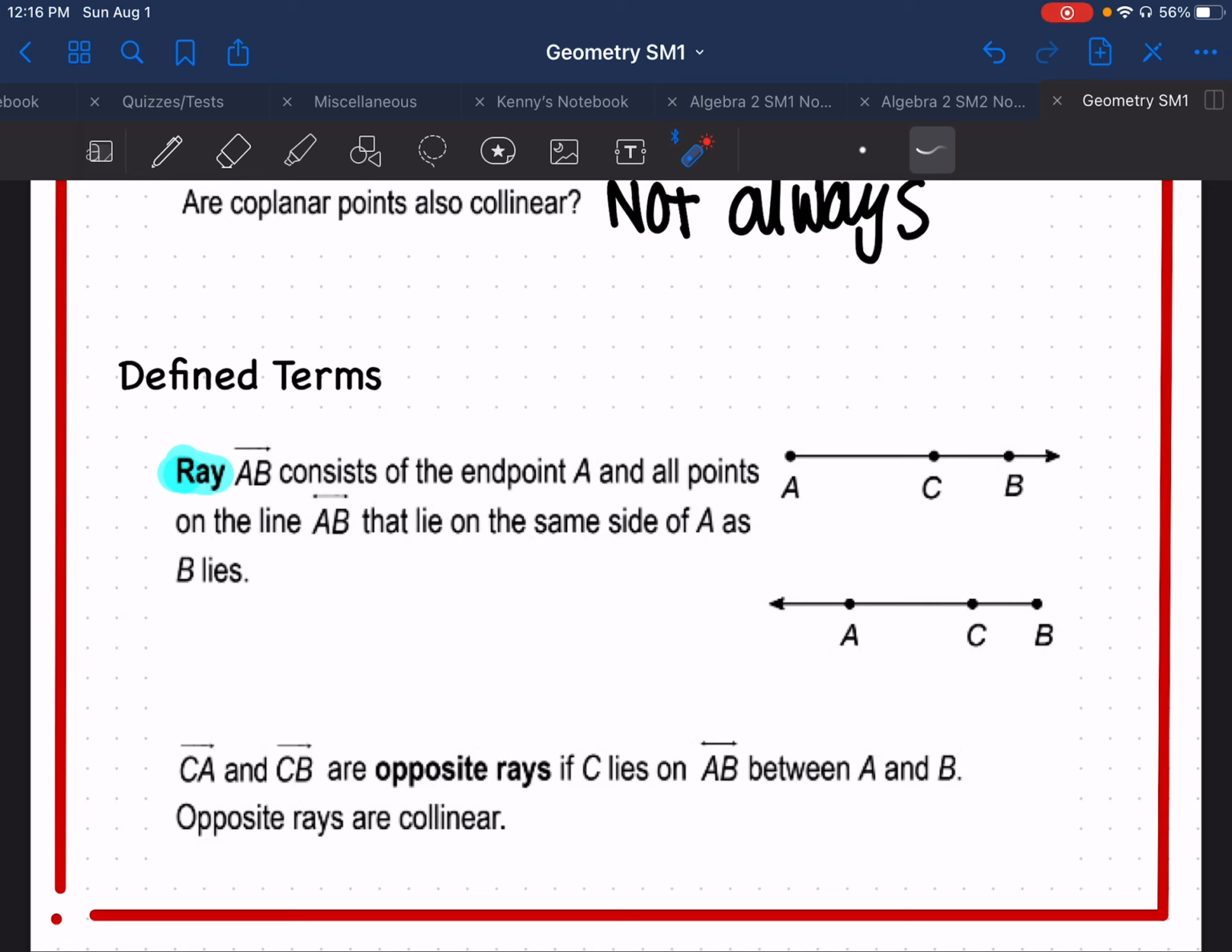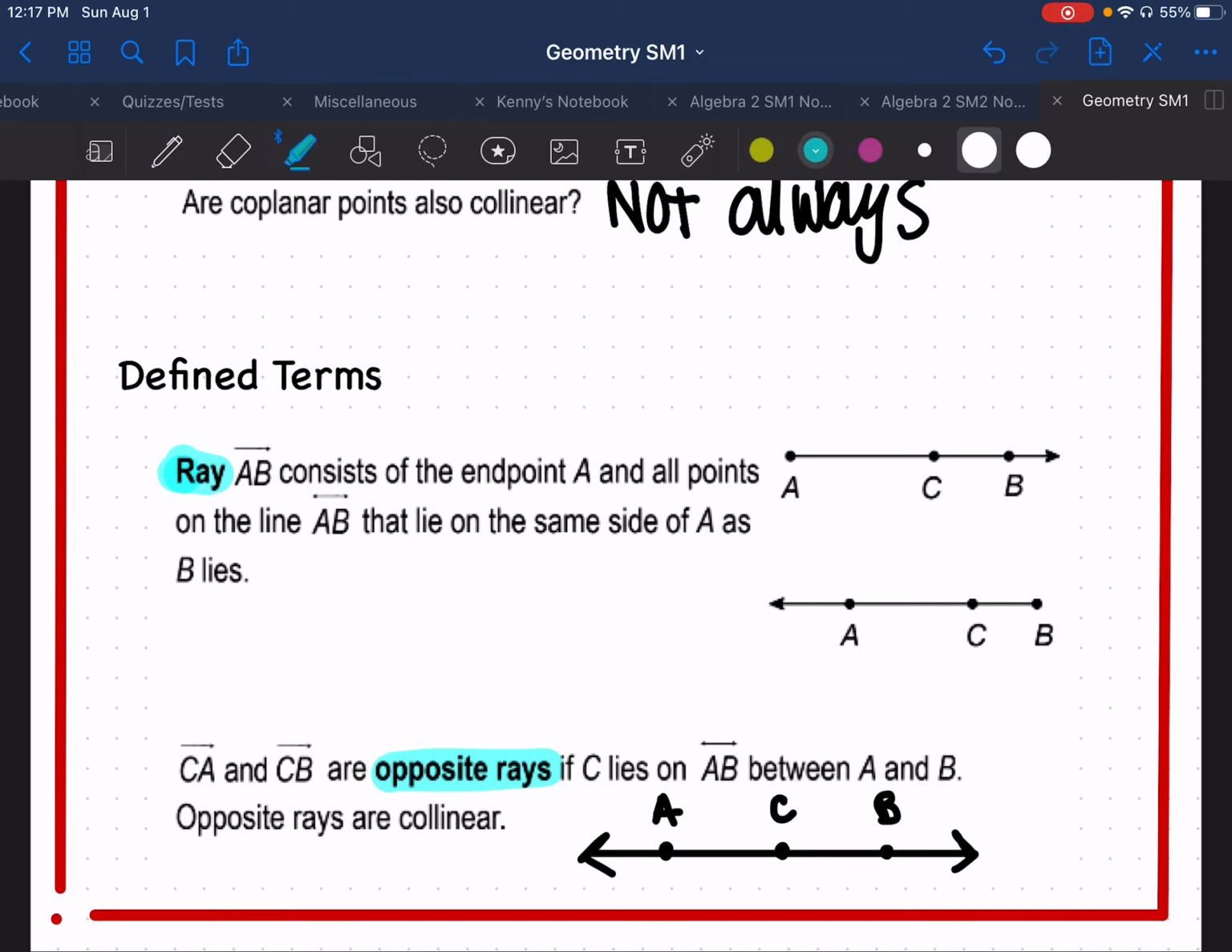CA and CB are opposite rays if C lies on AB between A and B. Let me draw that out for you. So here is my line. There we go. What this is saying is that I have to have A and I have to have B on the line. And then if C is in the middle, then what I have are 2 opposite rays.